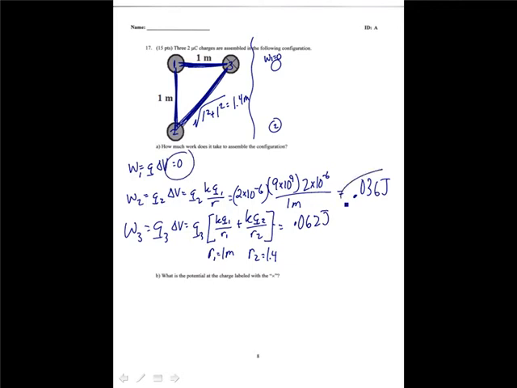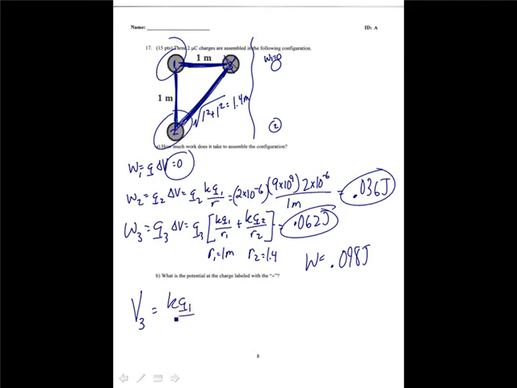Then you just add up these three values, and the total work is 0.098 joules. Now, to find the potential at this point, you just add up potentials due to these two charges. So the potential at the point of particle 3, I'll call it V3, is equal to kq1 over 1 meter, which is the distance, plus kq2 over 1.4 meters. Putting in values for k and q as they're given, you get 31,000 volts.